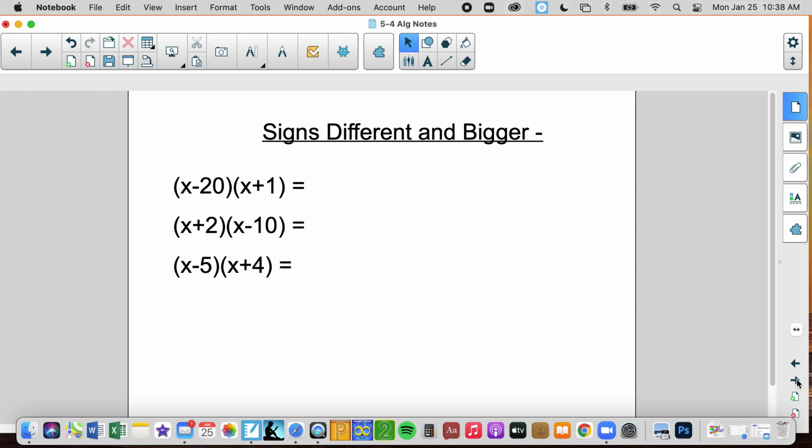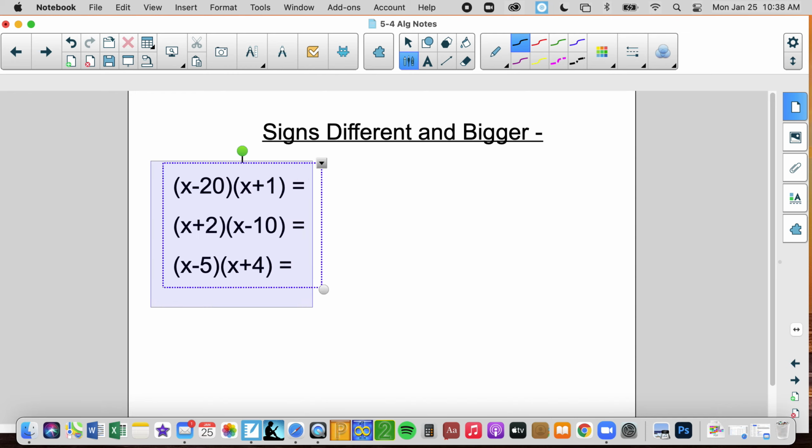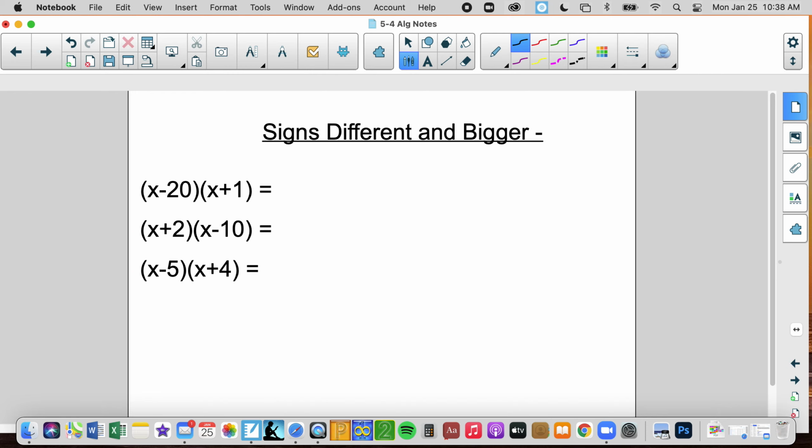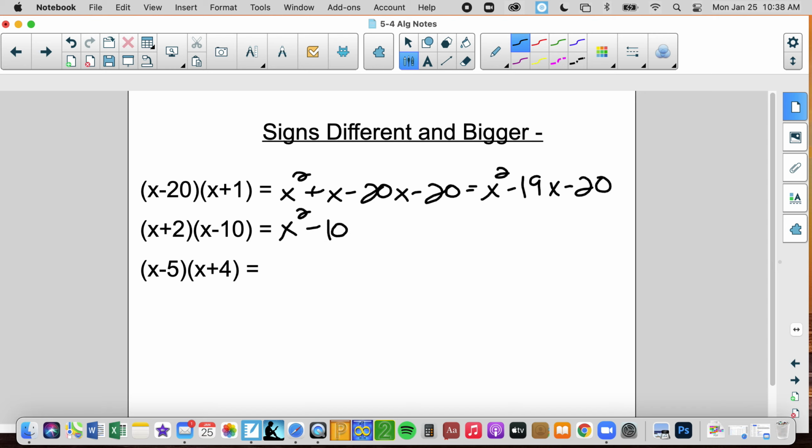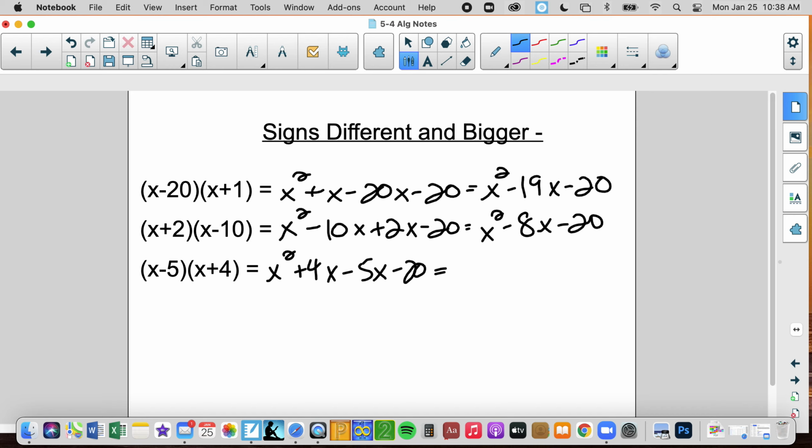What happens when the signs are different and the bigger is negative? What could we assume about that middle term? Hopefully your answer right there was that I can assume that my middle is going to be negative. So my firsts, my outers, my inners, and my lasts. That gives me x squared minus 19x minus 20. My firsts, my outsides, my insides, and my last. X squared minus 8x minus 20. My first, my outside, my inside, and my last.